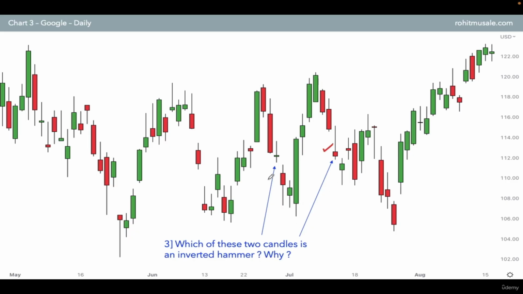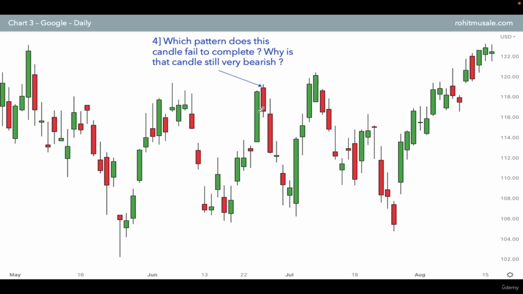Number 3, which one of these two candles is an inverted hammer and why? This is an inverted hammer. This is not an inverted hammer because you see that lower shadow. Ideally for an inverted hammer, the closing should be near the low of the candle. In this case, that is not true. Both these candles are coming after a downtrend, which we need for an inverted hammer, but the close of this candle is much more near the low of the candle. And look at the lower shadow height compared to the height of the upper shadow. And here, I think the lower shadow is around 40 to 50% of the upper shadow. So that is the reason why this is not an inverted hammer. This is an inverted hammer.